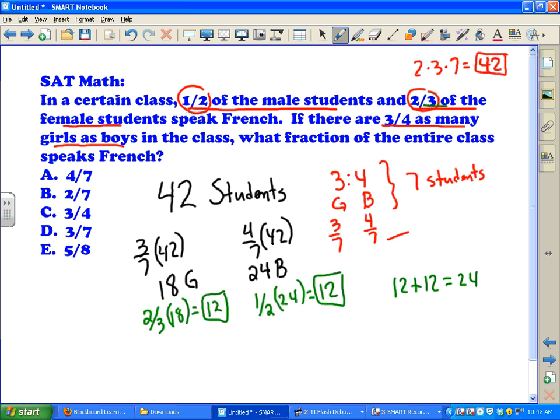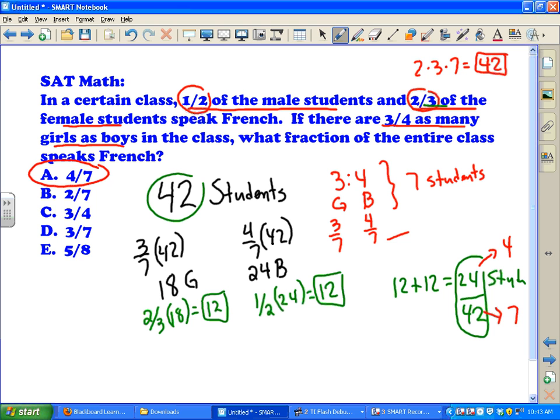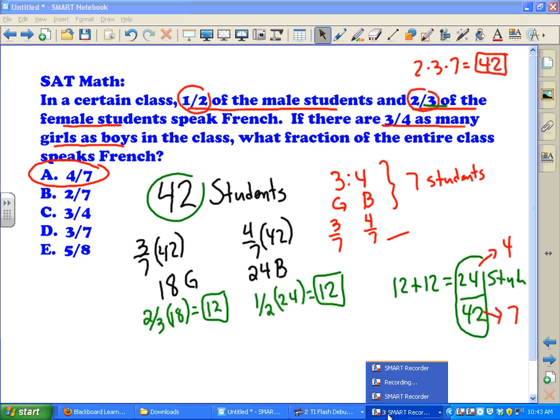So that's 24 students that can speak French out of the total what? Total 42. So if you take 24 out of 42, if we reduce that by 6, this would be 4, and this would be 7. That's 4 out of 7. So the answer here should be 4 out of 7. Answer is A. So that would be our problem for today.